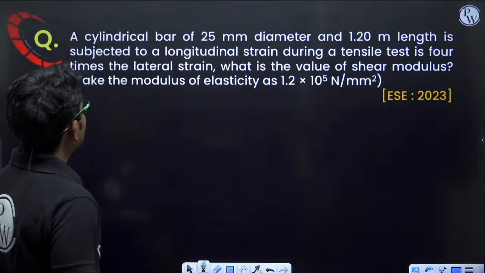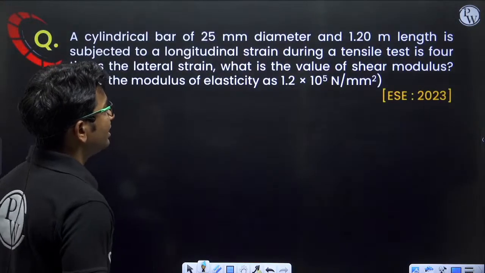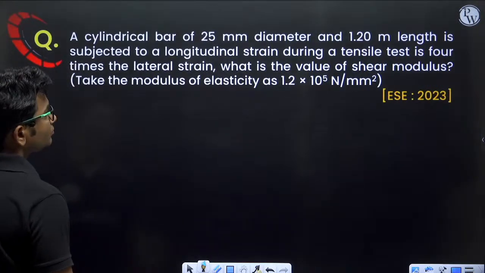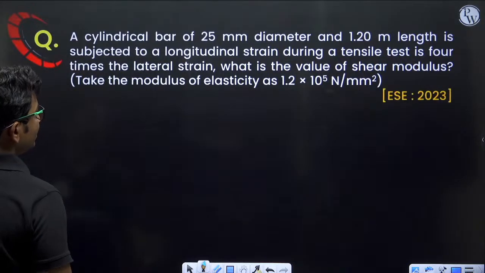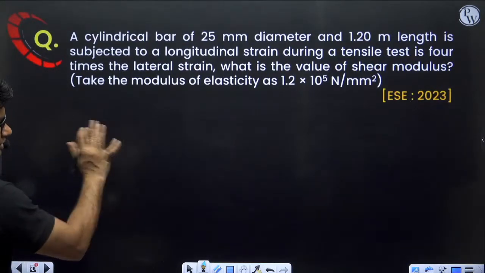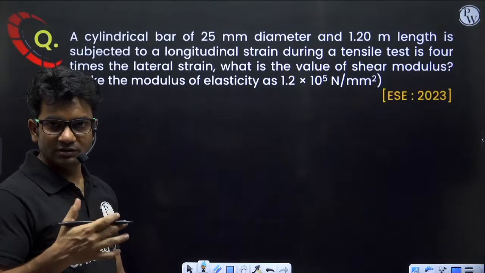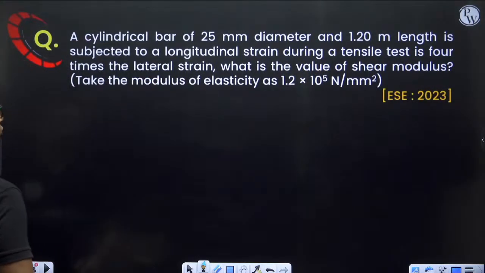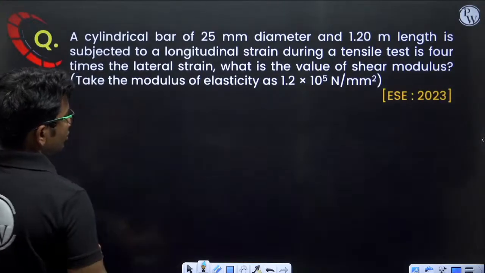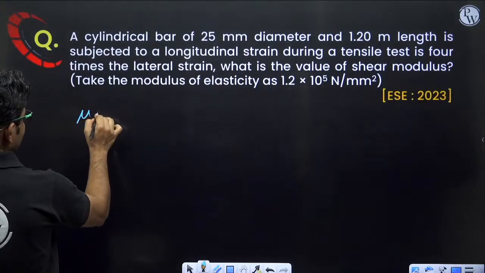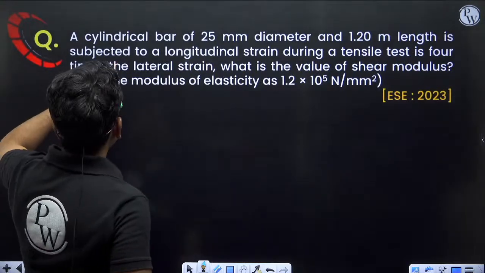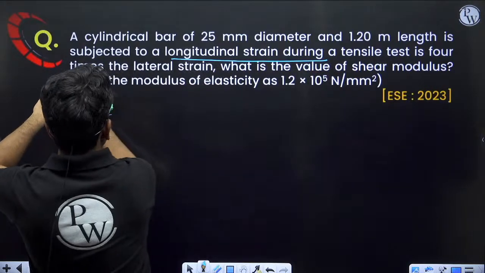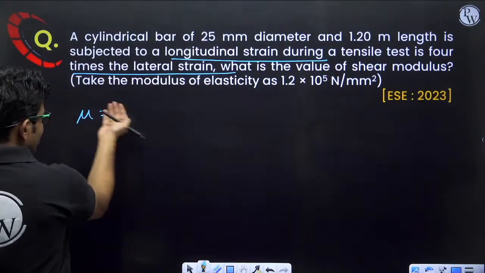Next question. A cylindrical bar of 25 mm diameter and 1.2 meter length is subjected to a tensile test, and the longitudinal strain is 4 times the lateral strain. Options are not given here. The typist might have missed the options, but let us calculate anyhow. What is the value of shear modulus? First we can find out the Poisson's ratio. Longitudinal strain is 4 times the lateral strain.